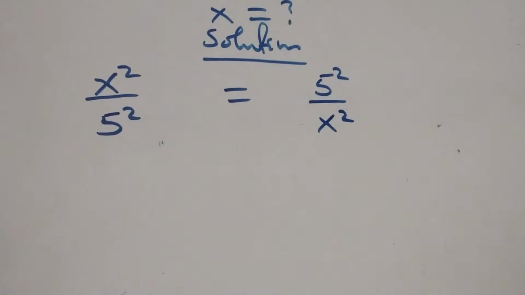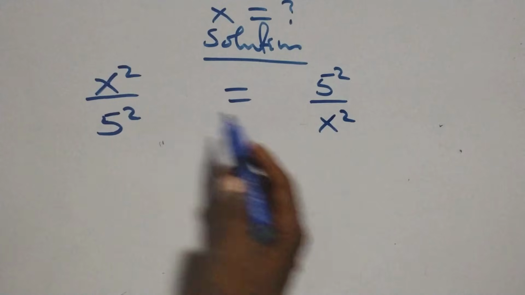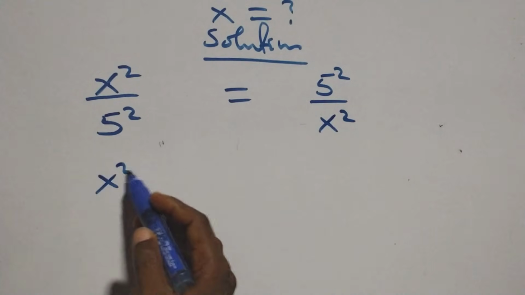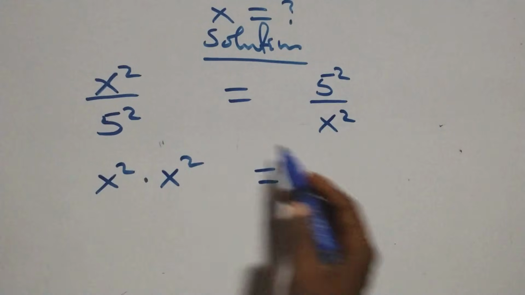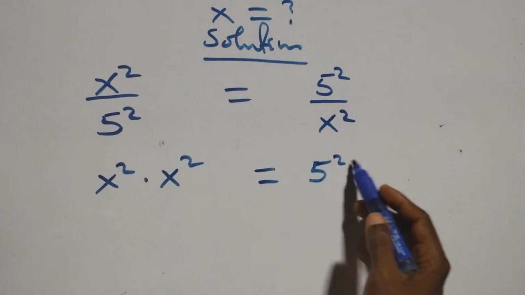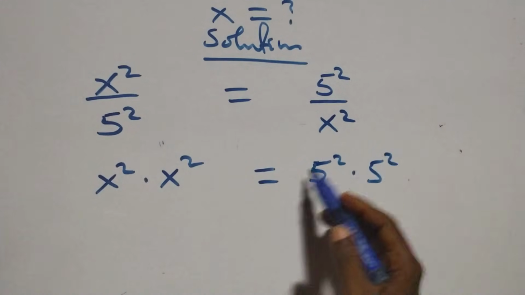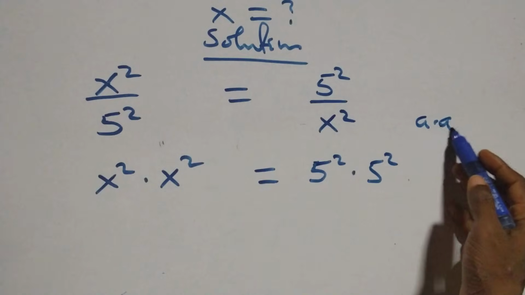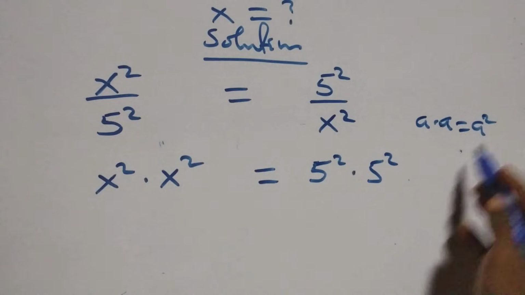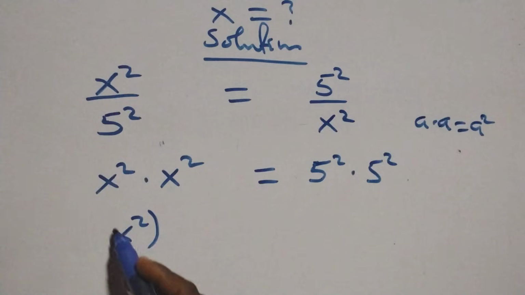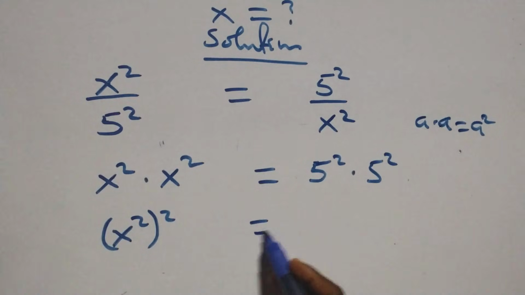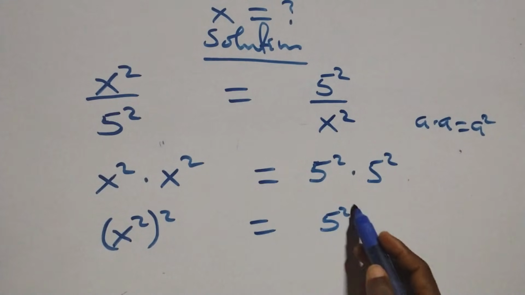The next step here, we cross multiply. That is, we have x squared times x squared, which also equals 5 squared times 5 squared. Then this follows when we have a times a, which equals a squared. Same thing, multiplying, you can write it as x squared, all squared, equals to 5 squared, all squared.